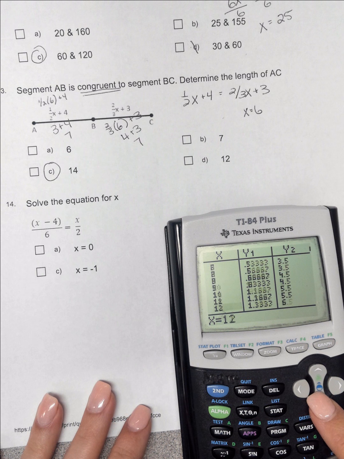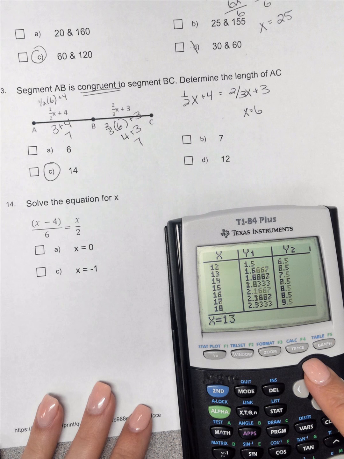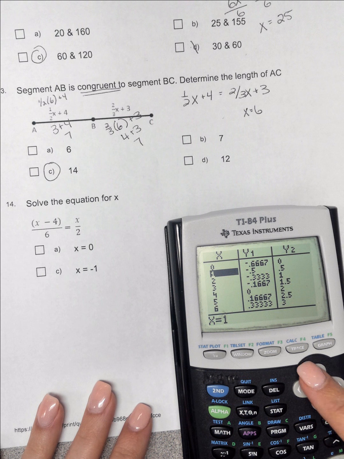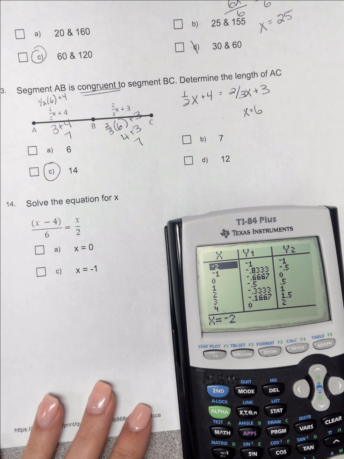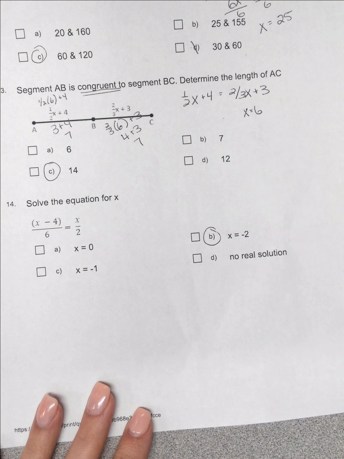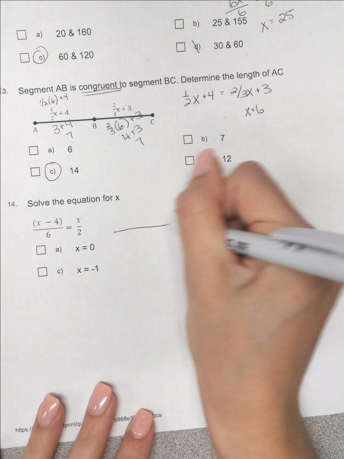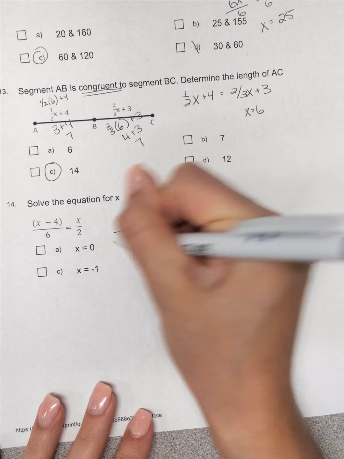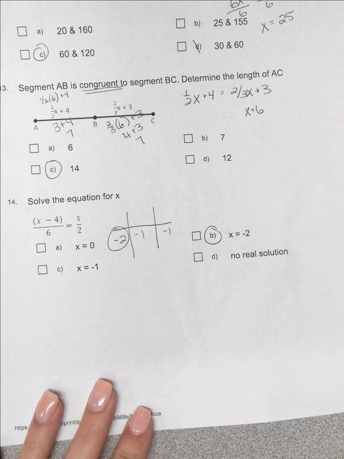Where are they the same? At 1, no. At -2, they are both -1. There it is. Because on our table, at -2, they are both -1. So that is your answer. Good.